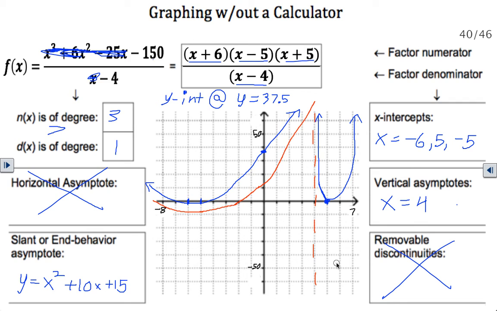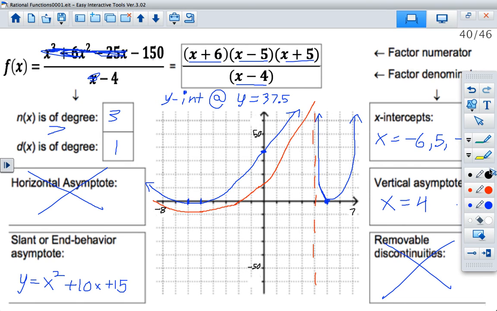Honestly, I may toy with letting you use your graphing calculator for the end behavior. Most likely not. Most likely I will show you pictures and you will have to pick of the pictures that you have available which one has the same vertical asymptotes, x-intercepts, and then the formula for this slant or end behavior asymptote. Okay, let's move on to our next problem.